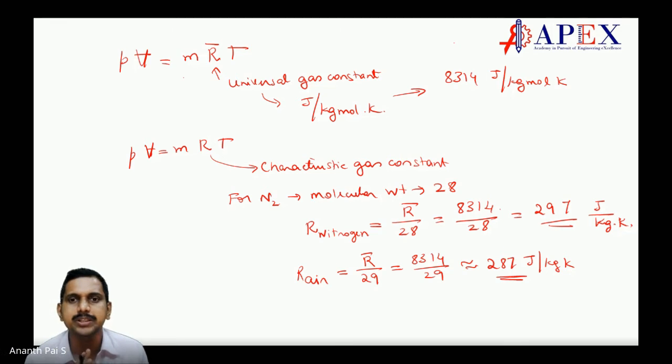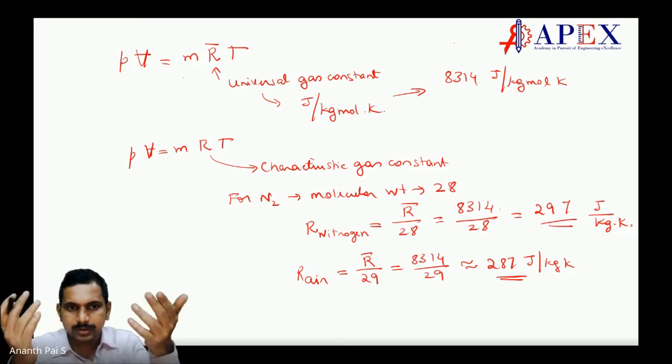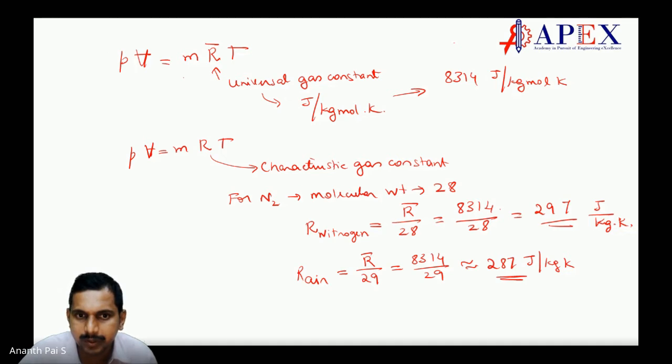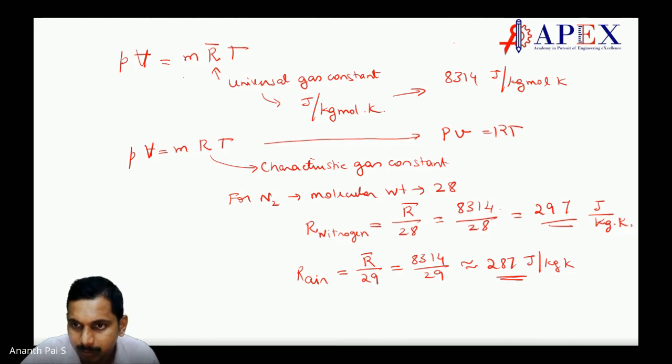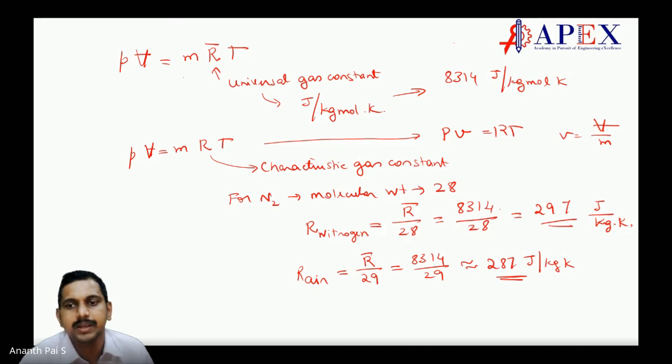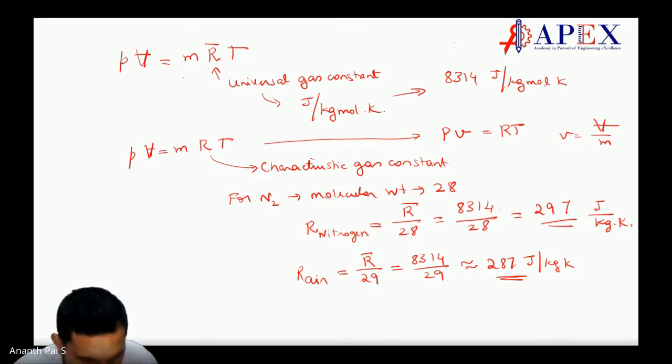Is that clear, students? How this has to be taken? So now this one can be written as P into small v is equal to RT, where small v is equal to volume by mass. Correct? Easy. Very, very simple thing. Write it down fast.